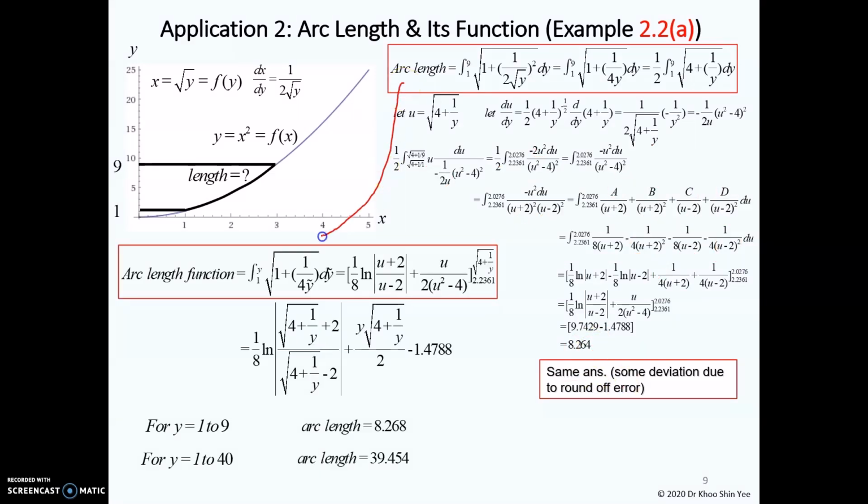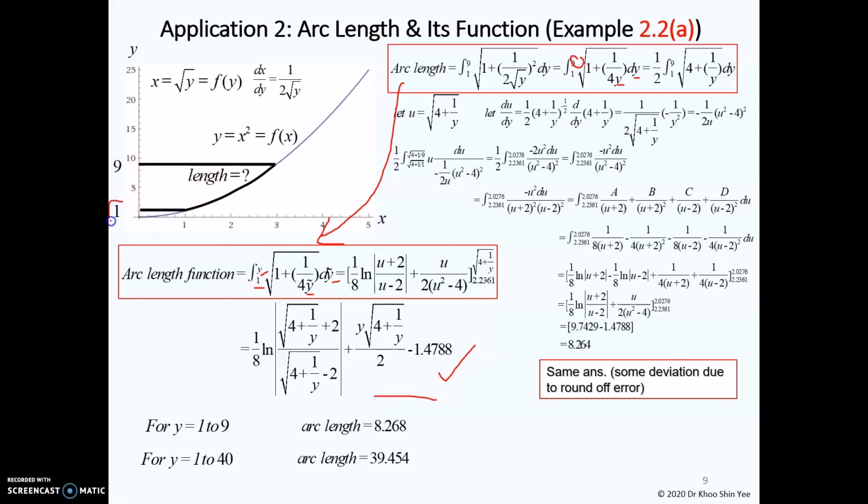You can proceed to find the arc length function from this formula. So you can see that the upper limit is replaced by the y symbol, and the y here is replaced by the y bar. So you can proceed to solve this, and you should be able to obtain this result as a function of y. This function is very useful to find the arc length from 1 to any y position.